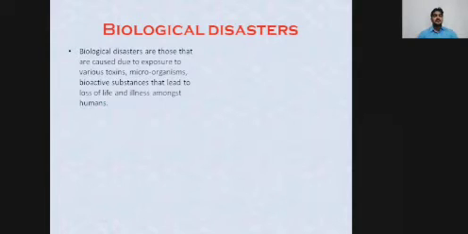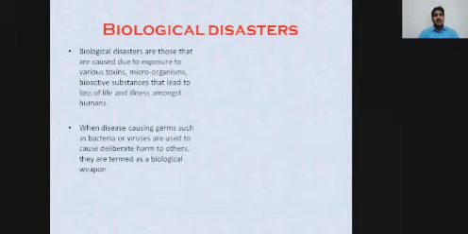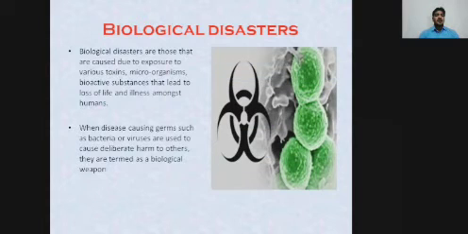Next, that is a biological disaster. Biological disasters are those that are caused due to exposure to various toxic microorganisms and bioactive substances that lead to loss of life and illness amongst humans. For example, an outbreak of diseases, plant and animal infection, insects, and other animal plague and infection. When disease-causing germs such as bacteria or viruses are used to cause deliberate harm to others, they are termed as a biological weapon. Sometimes hazards occur due to the release of infected humans or animals into public areas.